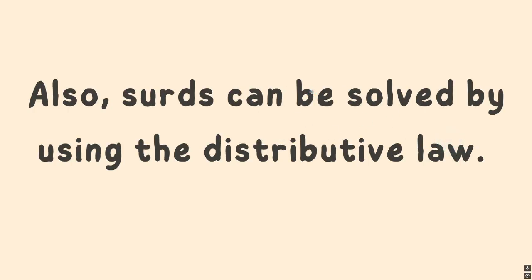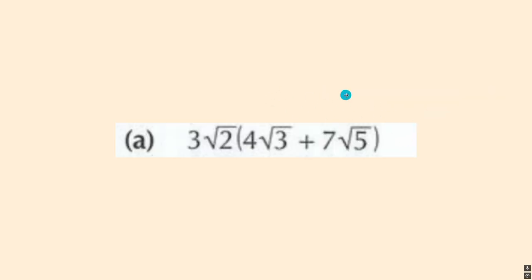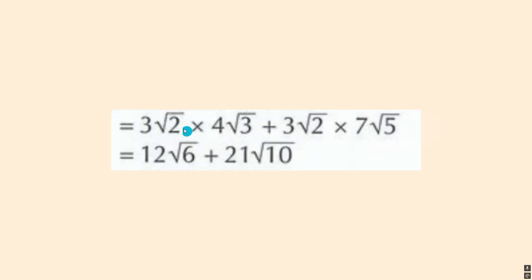Also, surds can be solved by using the distributive law. Say we have a problem like this. It's the same easy question. You just need to multiply the coefficients by the coefficients and the radicands by the radicands. So multiply 3 times 4 and root 2 times root 3. That would be 12 root 6 plus 21, 10.